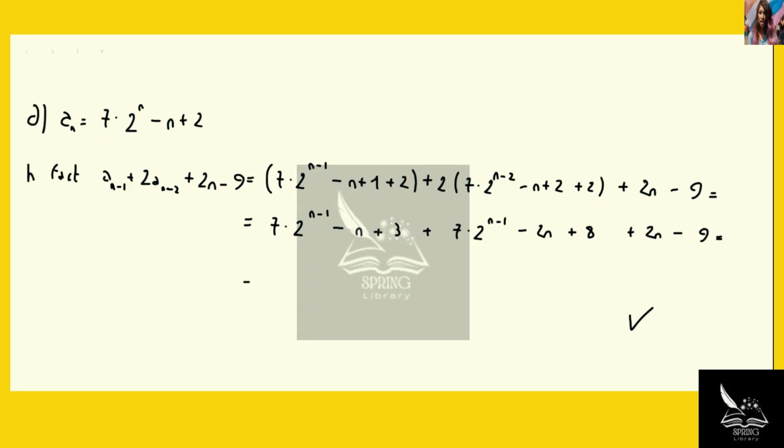And now we collect the powers of 2. So here is 7 plus 7. So again, this would be 14 times 2^{n-1}, but we put the 2 inside the power of 2, so that becomes 7 times 2^n. And then we have all the n's, which are just -n, and all the numbers, which are just plus 2. And again, this is exactly a_n as wanted.